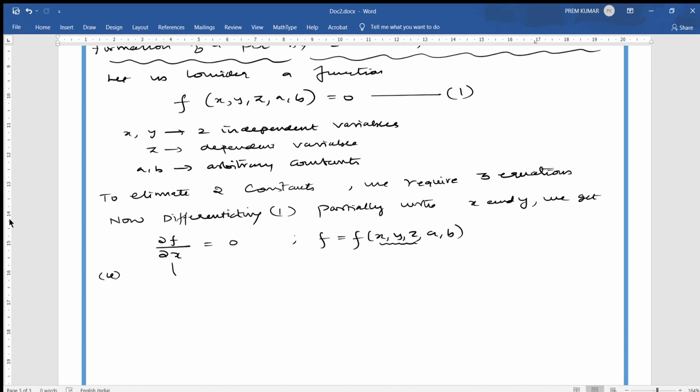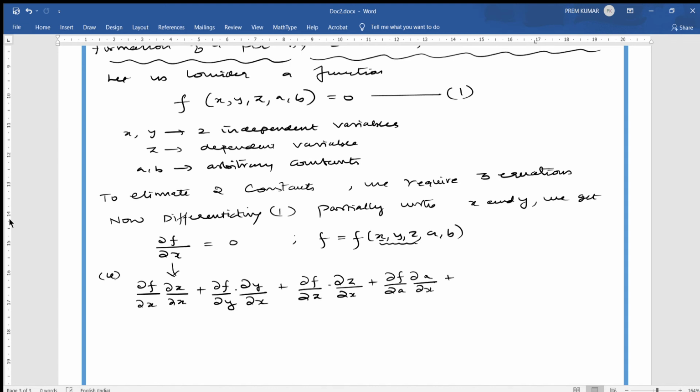this dou f by dou x we are going to write like this. This is taken from total differentiation. First we are going to go one by one. First we differentiate f with respect to x, and this x again with respect to x, and the other thing is now y. So this f we differentiate partially with respect to y, and this y partially with respect to x. Next is z. This f you differentiate with respect to z, and this z you differentiate with respect to x. And next is a and b. So f you differentiate with respect to a, and this a you differentiate partially with respect to x. This is called total differentiation. And next, dou f by dou b into dou b by dou x, and the right hand side is 0.